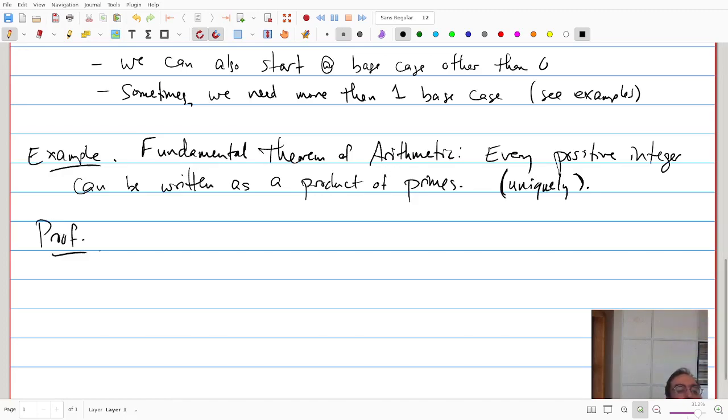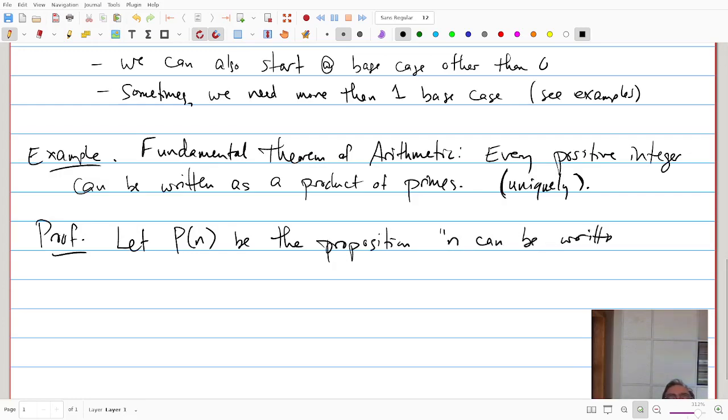So, proof. Let Pn be the proposition: n can be written as a product of primes. And so we want to prove it for all n greater than or equal to 1.